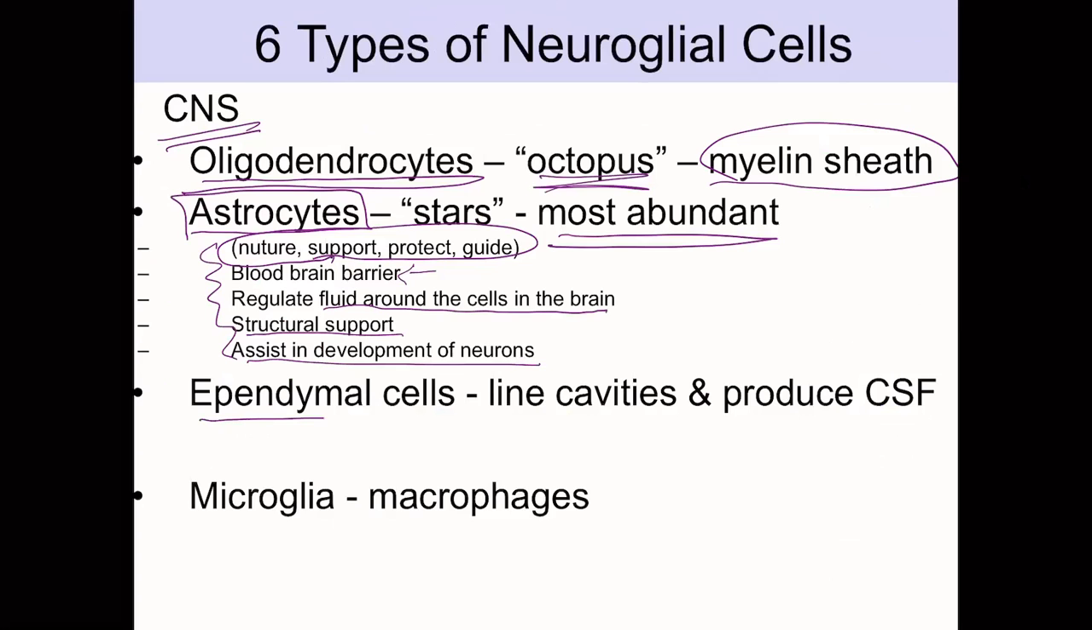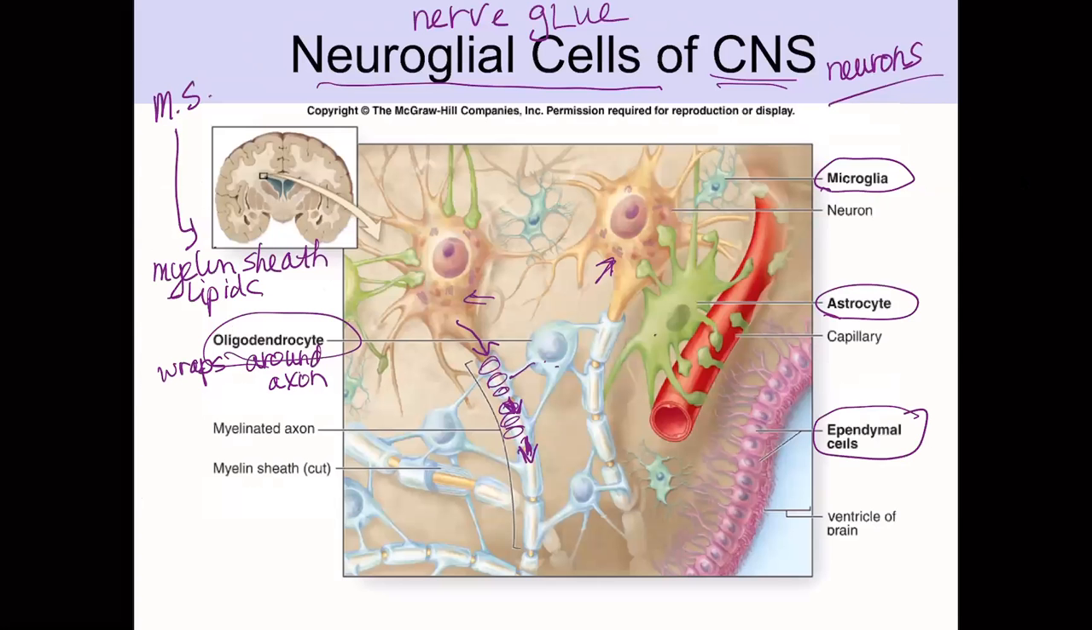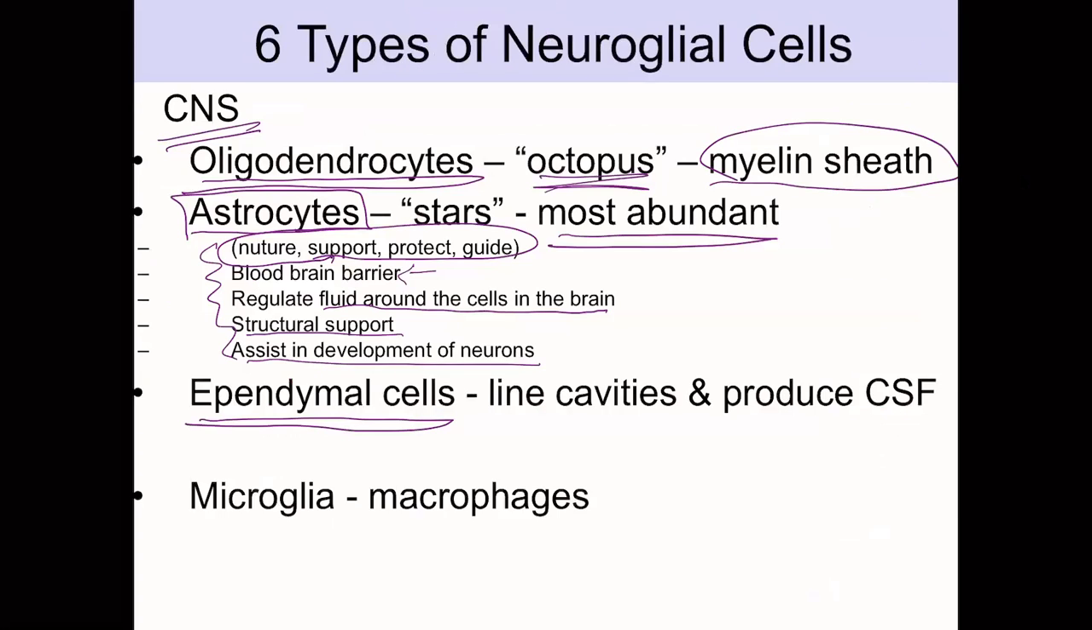Okay, ependymal cells. If you look at these, what do they remind you of? They kind of remind you of epithelial cells. Okay, so ependymal cells are going to line cavities in the brain and in the spinal cord, and they produce this fluid called cerebral spinal fluid.